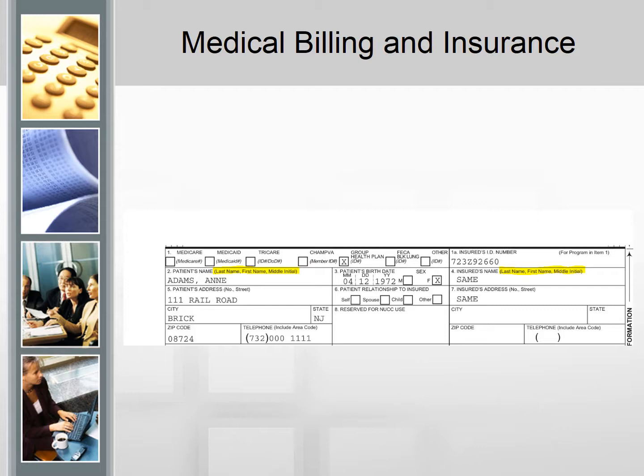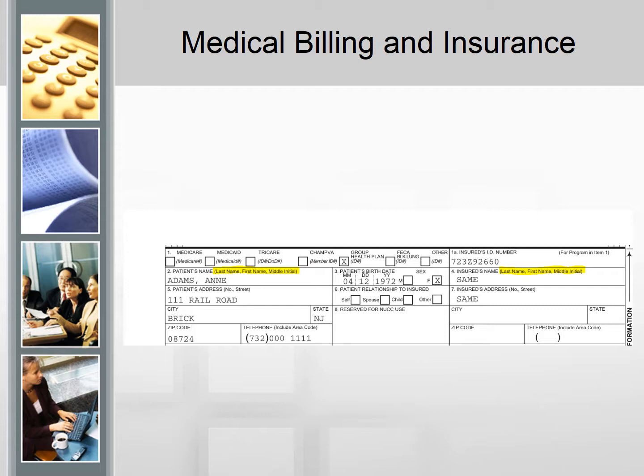And in block 4, it's asking us what the insured's name is. So if you look back on the case study form, it says relationship to patient, self. So that means that Ann Adams is also the policyholder of the primary insurance plan. So it's sufficient in this case just to type the word same in all caps in block 4. Or we could also retype her name as Adams, comma, Ann. So either or. Now, if you had, let's say, her husband as the policyholder, then this is where his information would be typed. So his last name, first name, middle initial.